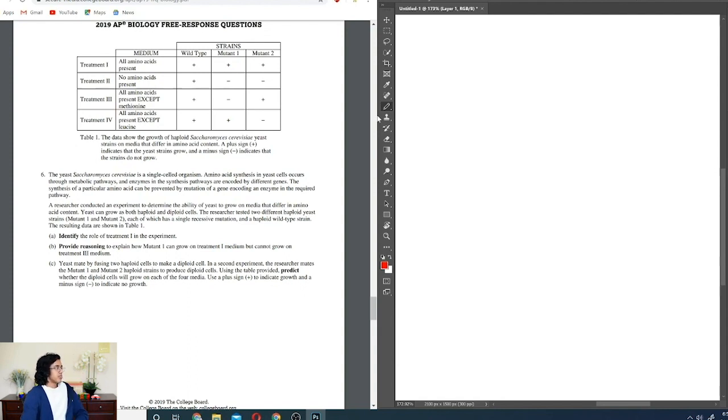In the experiment, all amino acids are present. That's basically going to be a control, right? What are you even trying to do? Yeah, I think that should be a control. And it should be a positive control. Is that what it wants? Positive control. How about that?